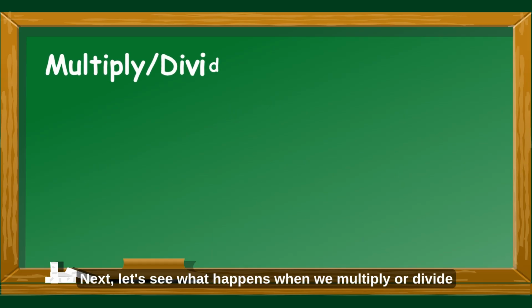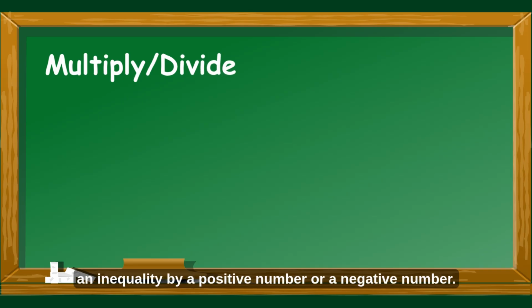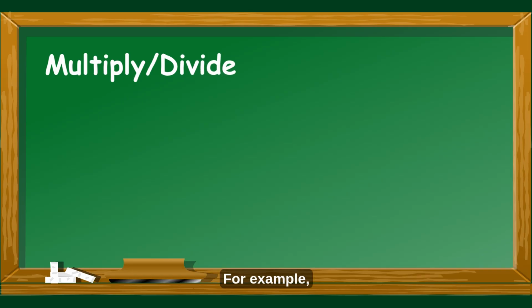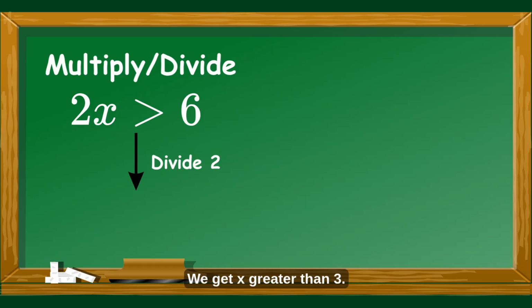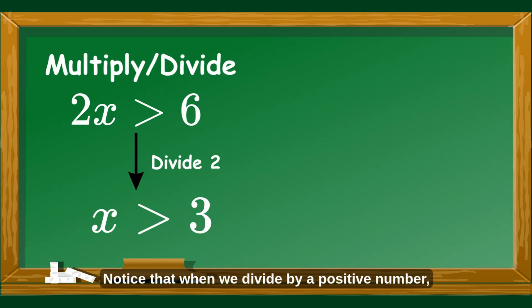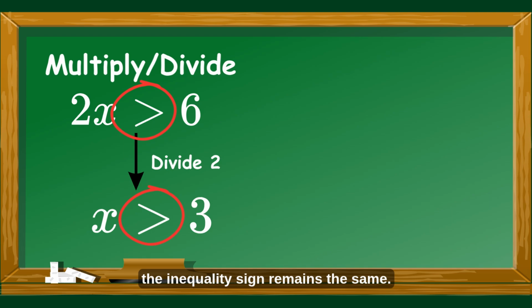Next, let's see what happens when we multiply or divide an inequality by a positive number or a negative number. For example, given 2x > 6, to find the value of x, we divide both sides of the inequality by 2. We get x > 3. Notice that when we divide by a positive number, the inequality sign remains the same.